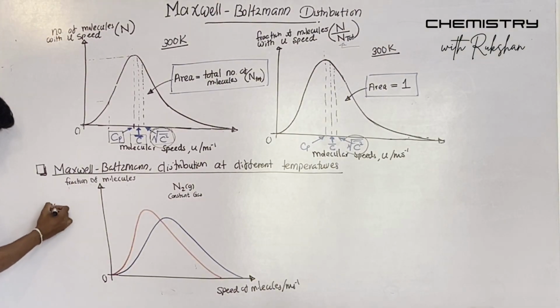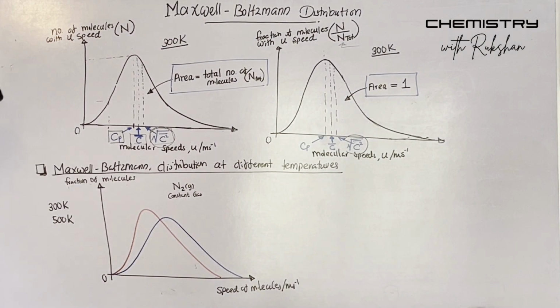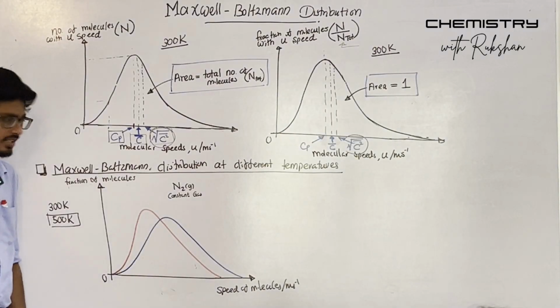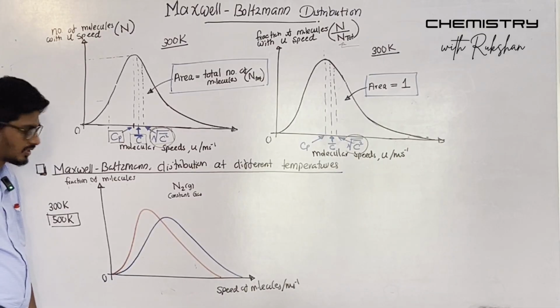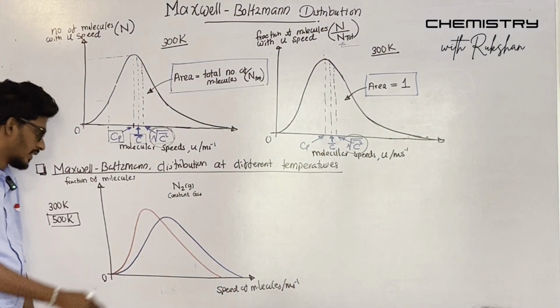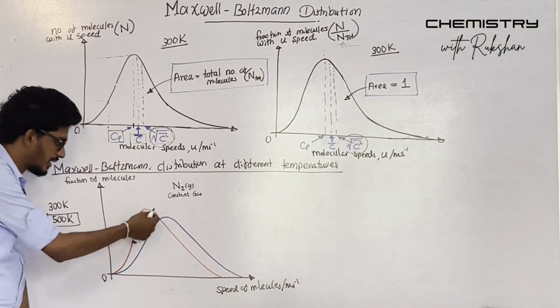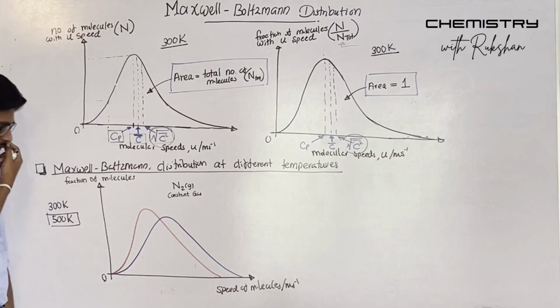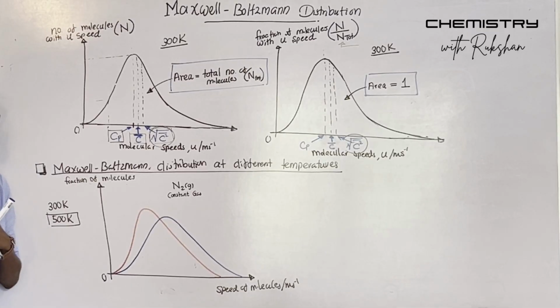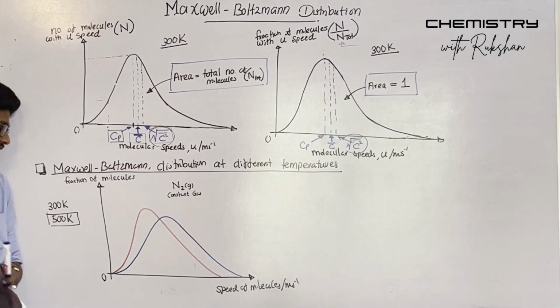One curve representing 300 Kelvin, let's say, the other curve representing 500 Kelvin. Tell me which curve represents the 500 Kelvin situation within the gas. The area under both curves must be equal, as we are dealing with the fraction of molecules. So tell me which curve represents the 500 situation. You can use any kind of equation. Just tell me which should be with the greater temperature, blue curve or the red curve.